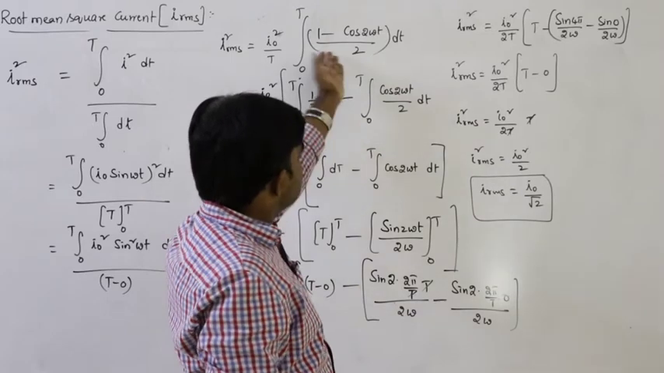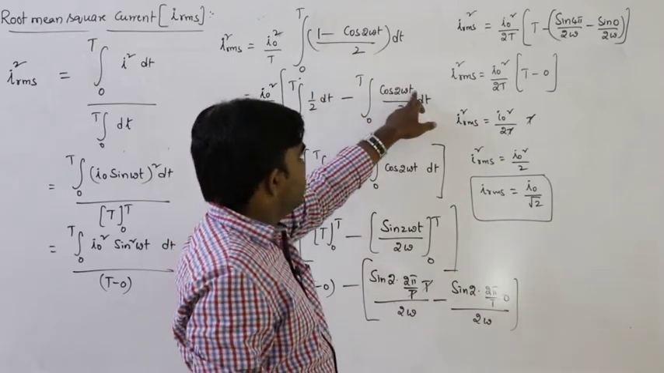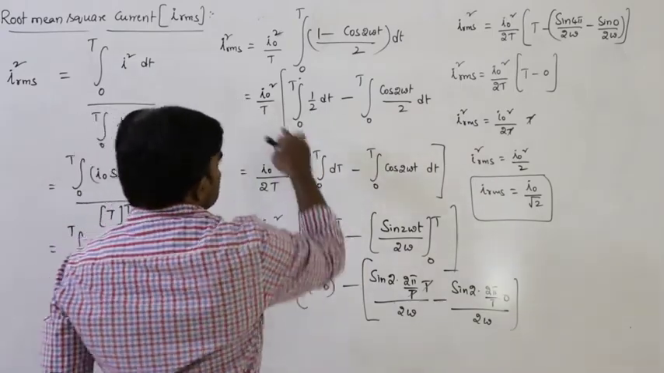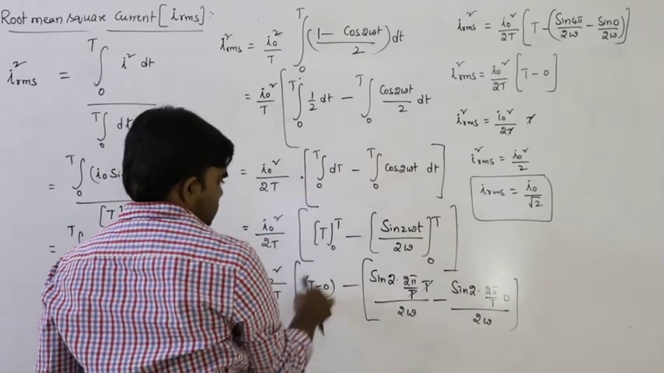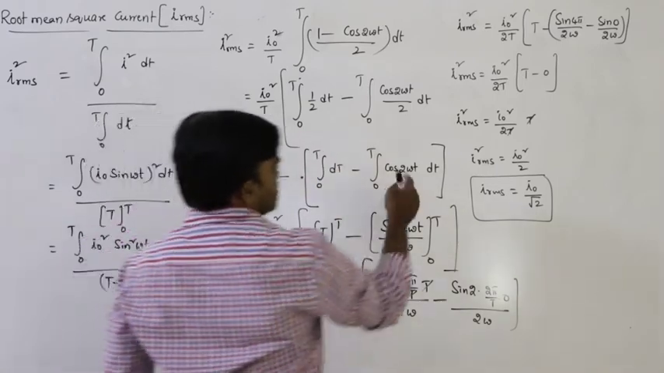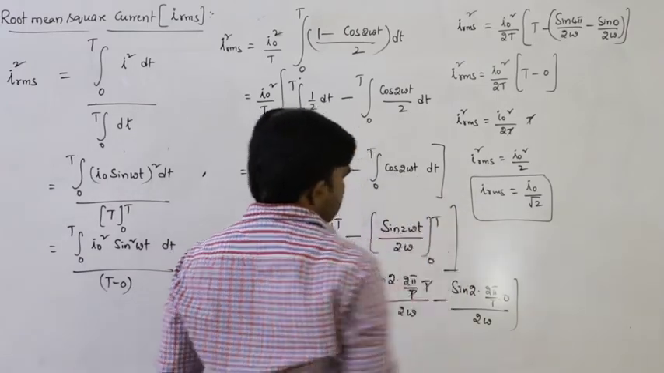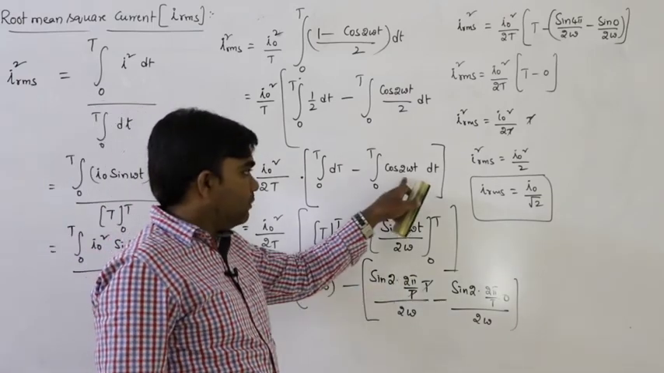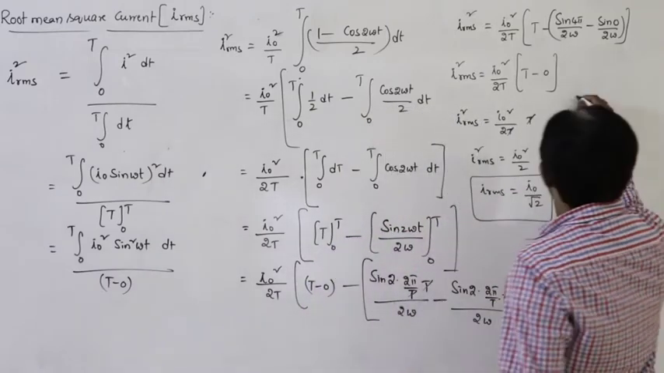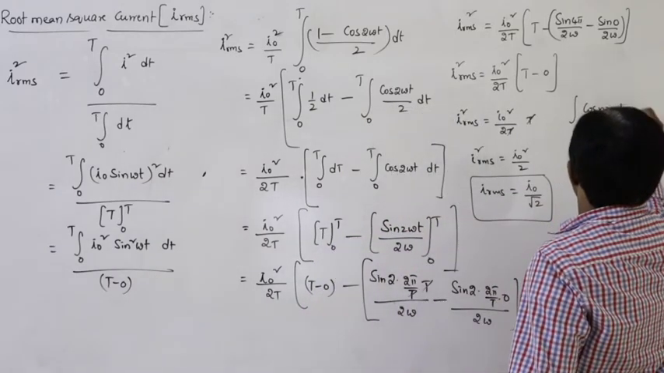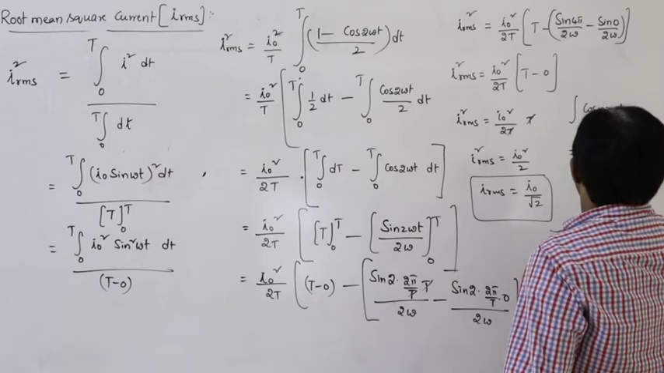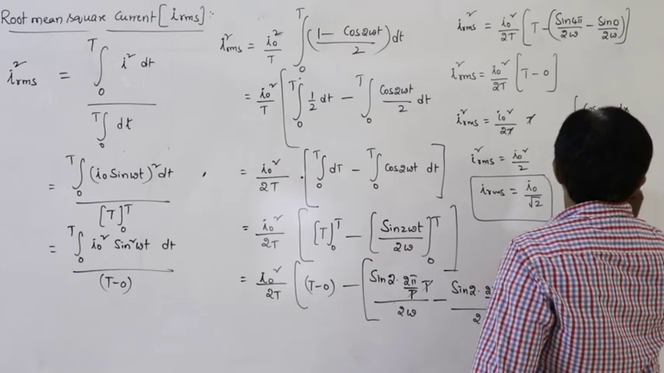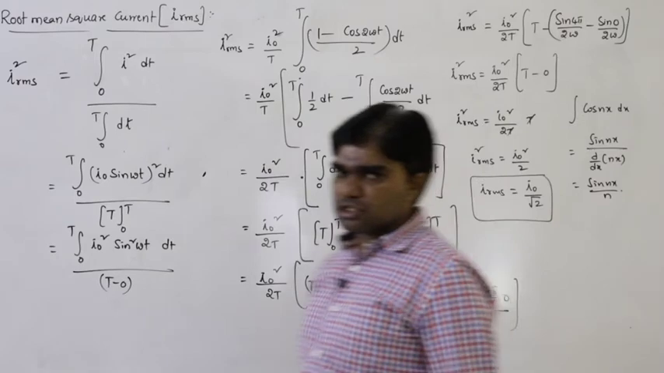Splitting these terms: 1 by 2 dt minus cos 2 omega t by 2 dt. Again the 2 comes out as common, and the integral of dt is t minus 0, upper limit minus lower limit. Next, the integral of cos 2 omega t is sin 2 omega t divided by 2 omega. Why divided by 2 omega? The integral of cos nx dx is sin nx divided by the derivative of nx, that is sin nx divided by n. That is the general integration formula.